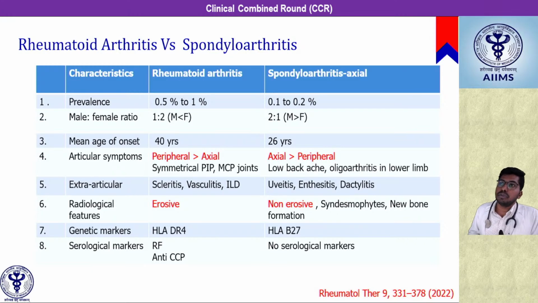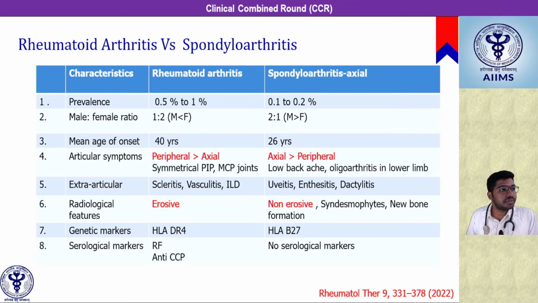And regarding prevalence, rheumatoid arthritis is more common than spondyloarthritis, and RA has a predilection for females. Regarding the diagnosis, X-ray radiological features help. RA has erosive features, while the spondyloarthritis spectrum of disorders have new bone formations, syndesmophytes, and are usually non-erosive.